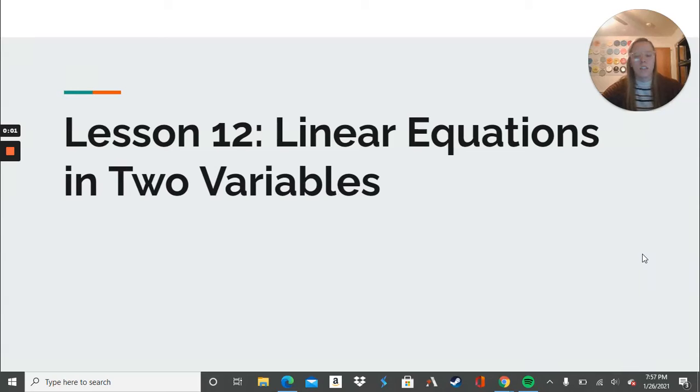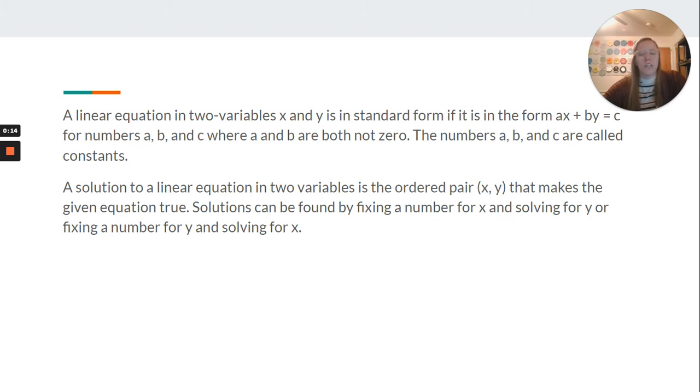Hey, 8th graders, just one lesson to cover today, and that's going to be 12, which is linear equations in two variables. Now you may be wondering, two variables, how is that going to work? We're going to find out. So, a couple things to note first.